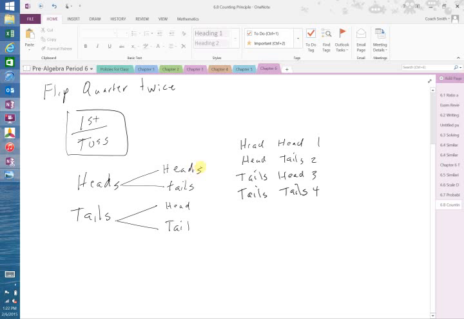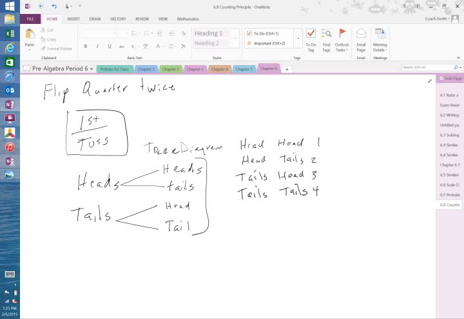And that's what this tells you right here. We have 4 possible outcomes. A head on the first one, head on the second one; head on the first one, tails on the second one; tails on the first one, heads on the second one; tails on the first one, tails on the second one. Now what the counting principle does is this. The counting principle takes the tree diagram, and this is a tree diagram, and basically compacts it into a mathematical principle.